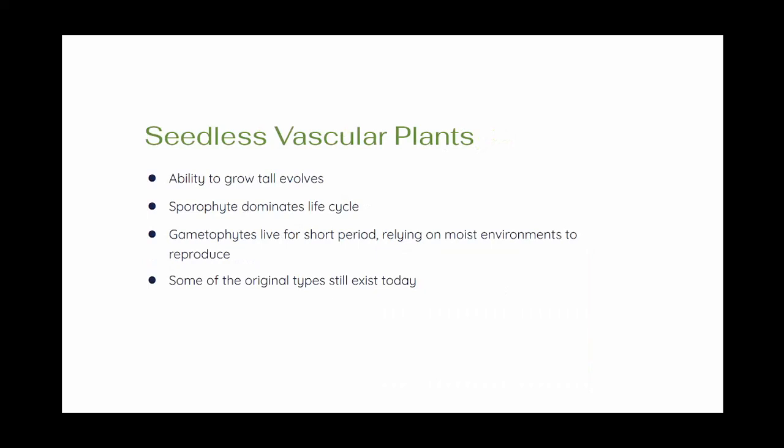Seedless vascular plants. With vascular tissue, these plants could grow much taller than those that do not have vascular tissue. The sporophyte phase dominates their life cycle, while gametophytes are short-lived and require moisture to reproduce. Some ancient types, like fern, still exist today.